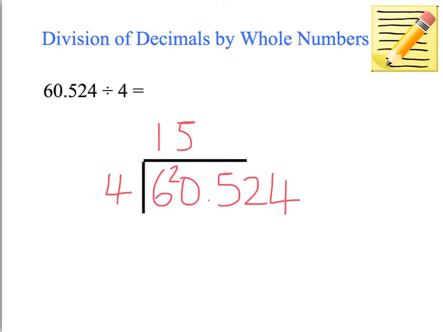I would probably put the decimal point now so that I remember. When I get to it, I bring the decimal point above where it is in the dividend. And then 4 into 5 is 1 with 1 left over. 4 3s are 12. And then 4 will go into itself once. So the answer is 15.131. Remember we're doing our therefore: 15.131 is the answer. You need to make the answer clear.